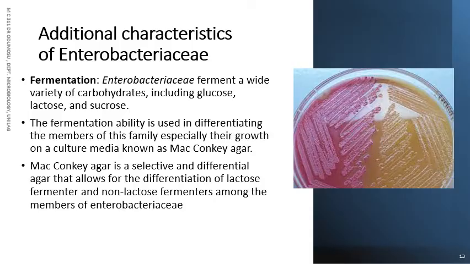MacConkey agar is a differential media that allows colonies of bacteria to be detected and differentiated from one another based on their fermentation abilities. Those that can ferment carbohydrate have a pink coloring as shown in the diagram, while those that do not ferment have a colorless coloring. Those that ferment, we call lactose fermenters, while those that do not, we call non-lactose fermenters. So this fermentation ability is one of the broad ways of classifying them into two different groups during identification.